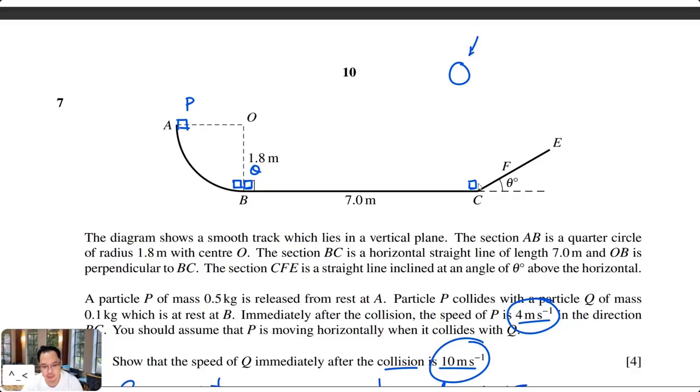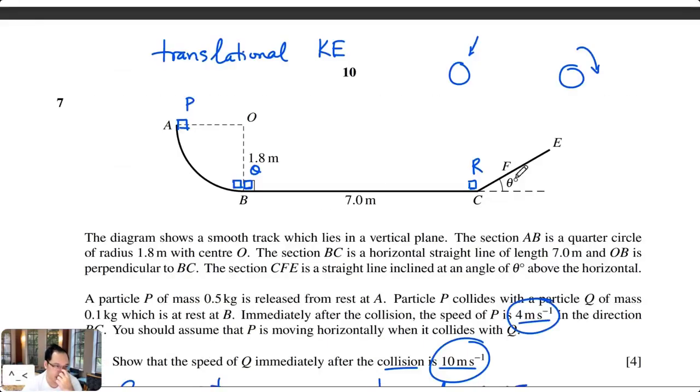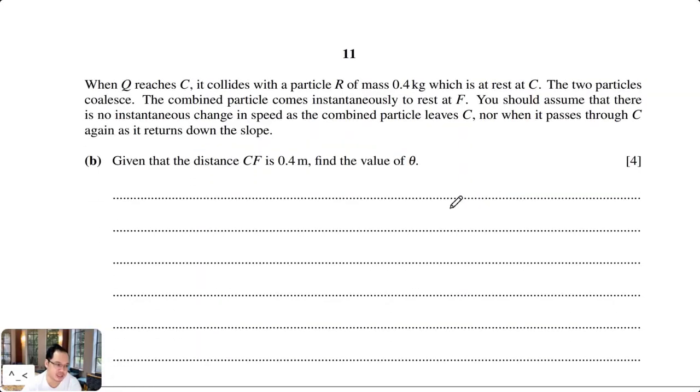The reason I avoid drawing a sphere is because I don't want to involve the calculation of the rotational kinetic energy and the moment of inertia of the rotating object, and therefore I assume that these particles are like blocks sliding with only translational kinetic energy. The combined particle comes instantaneously to rest at F here, which is not the top of the incline, but in the middle of the incline.